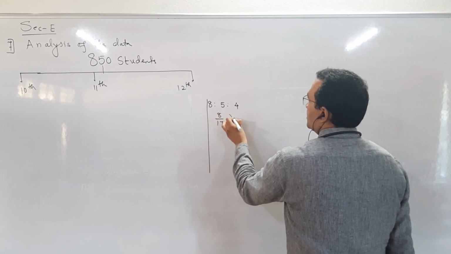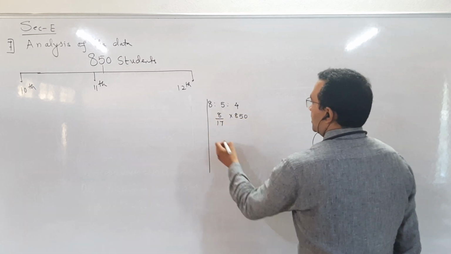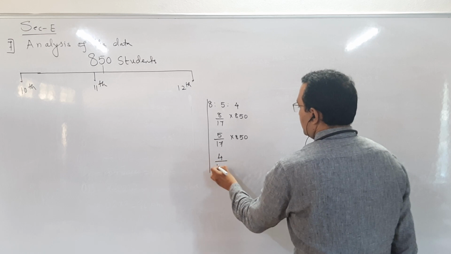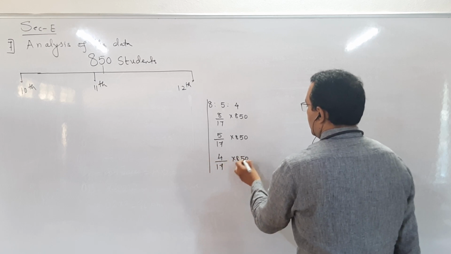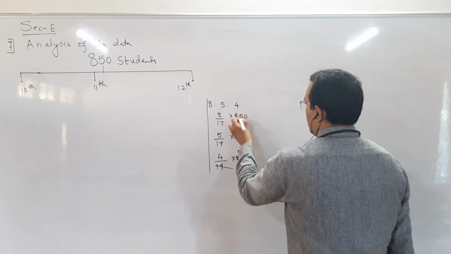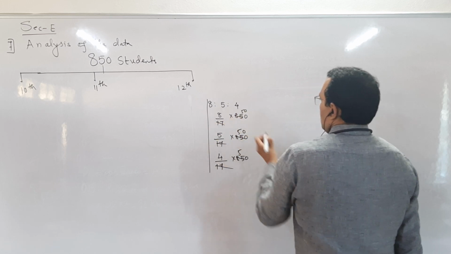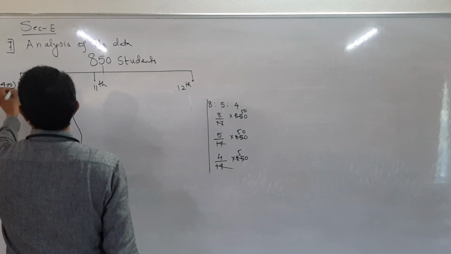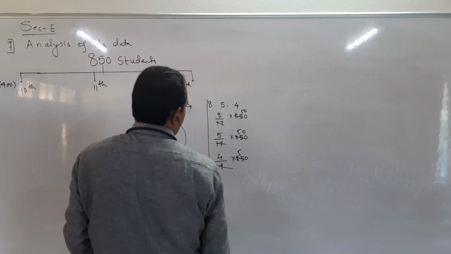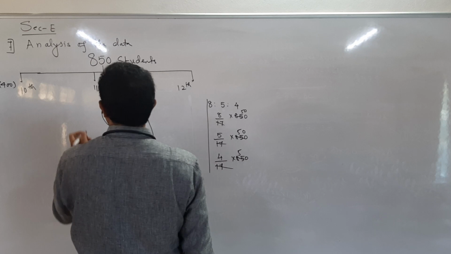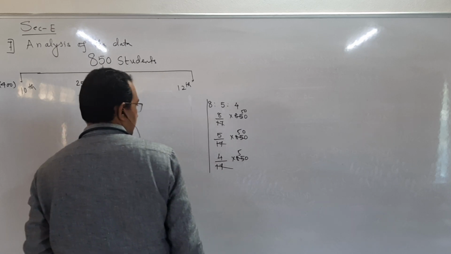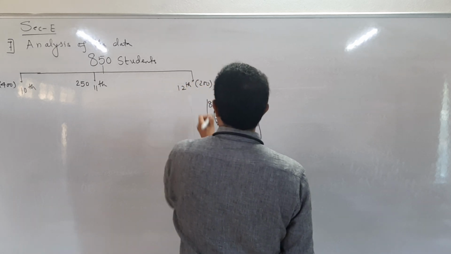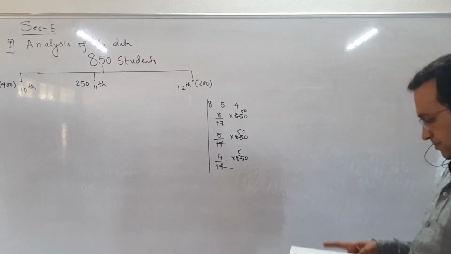So 8 by 17 into 850, then 5 by 17 into 850 and 4 by 17 into 850. 17 fifties are 850, so 50 into 8 is 400. 400 students are in 10th standard. Then 5 into 50, 250 students were in 11th standard. And 4 into 50, 200 students were in 12th standard.